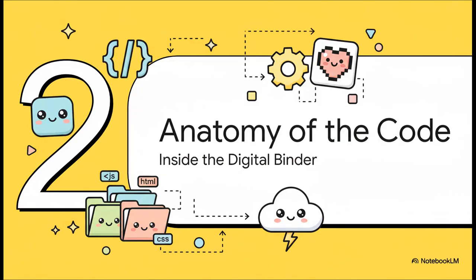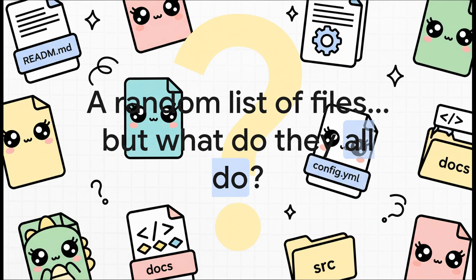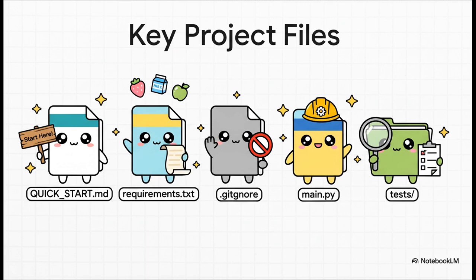Okay, so we know what a repo is. Now let's open it up and look at the actual building blocks, the files that make up this to-do list app. Now, I get it. At first glance, this just looks like a jumble of files, but there's a real logic to it. Each file has a specific job to do, and some of them are so common you'll see them in almost every project out there. Think of some of these files as universal signposts that any developer will recognize.